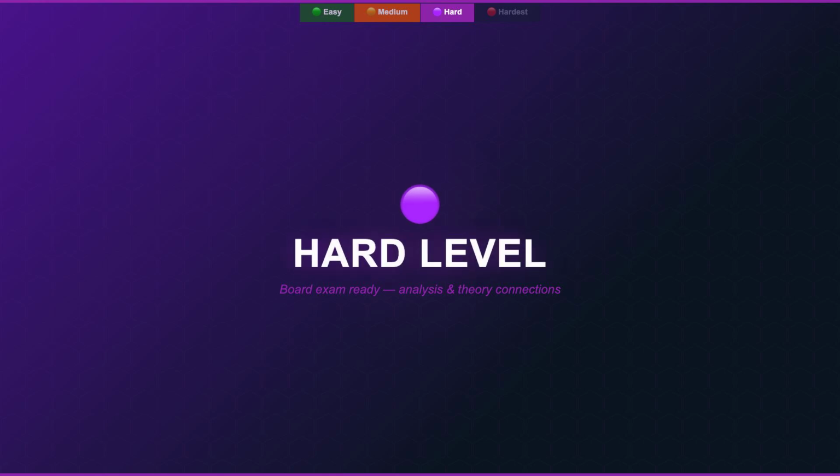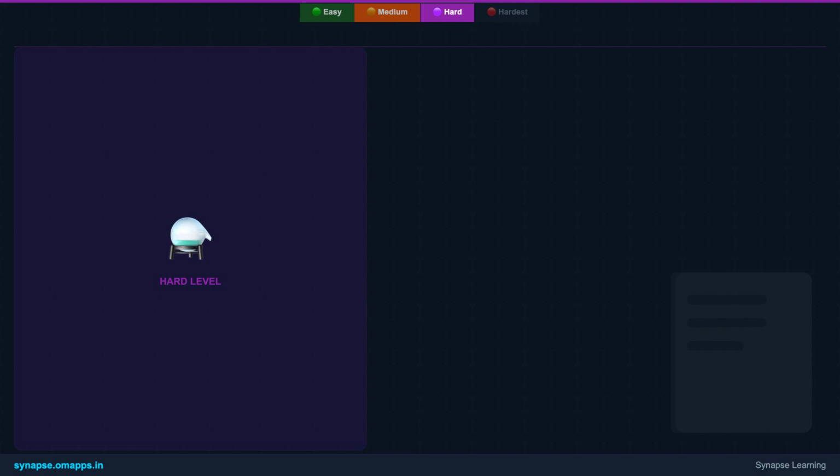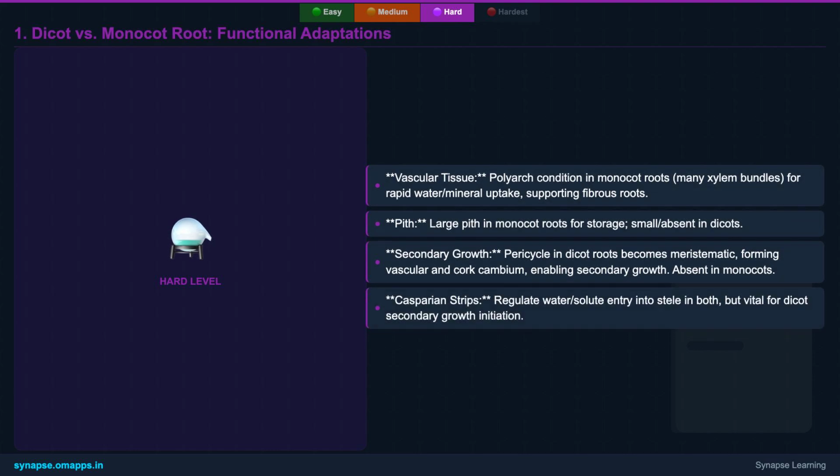The hard level will challenge you with comparative analysis, delving into the adaptive significance of anatomical differences and connecting structures to broader plant theories. At the hard level, we analyze the why behind the differences. Consider the roots. The polyarch condition in monocots, with numerous xylem bundles, is an adaptation for rapid water absorption, supporting their extensive fibrous root systems. In dicots, the pericycle's ability to become meristematic for secondary growth is a key evolutionary advantage, allowing for increased girth and longevity.